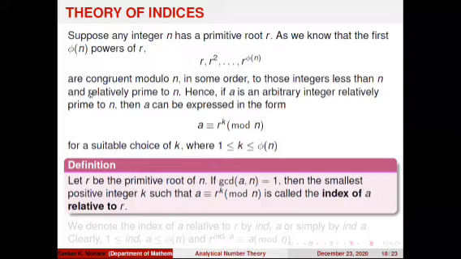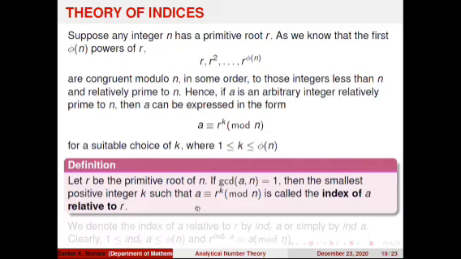So let's have the definition. Let r be the primitive root of n. If gcd of a with n is 1, then the smallest positive integer k such that a is congruent to r to the power k modulo n is called the index of a relative to r. Okay, so what is r? r is a primitive root of n and a is co-prime to n.